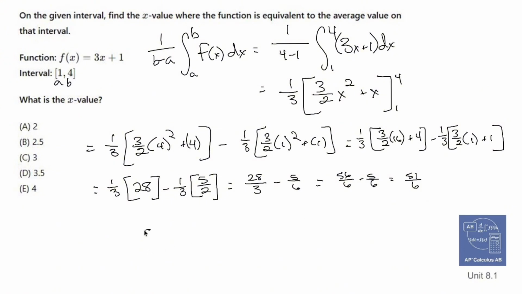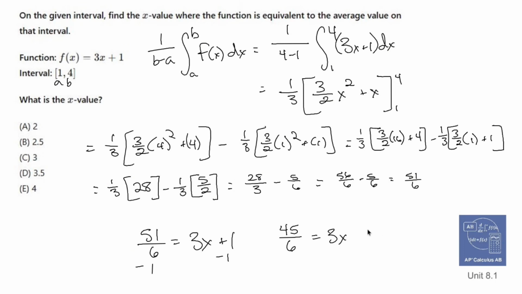So I have 51/6 equals 3x plus 1. If I subtract 1, that's me subtracting 6 from 51, which is going to be 45/6, which does simplify. I'm looking at it. That does simplify. That's going to equal 3x.